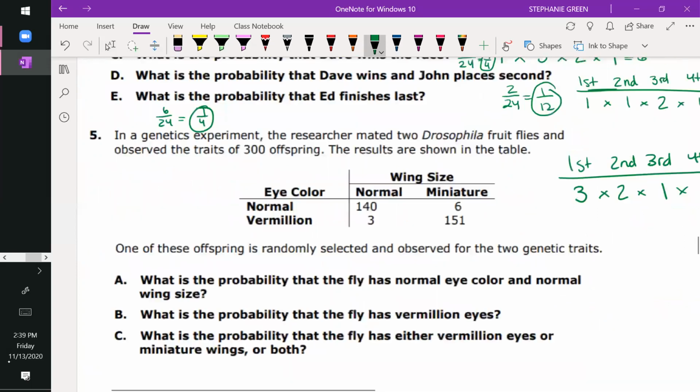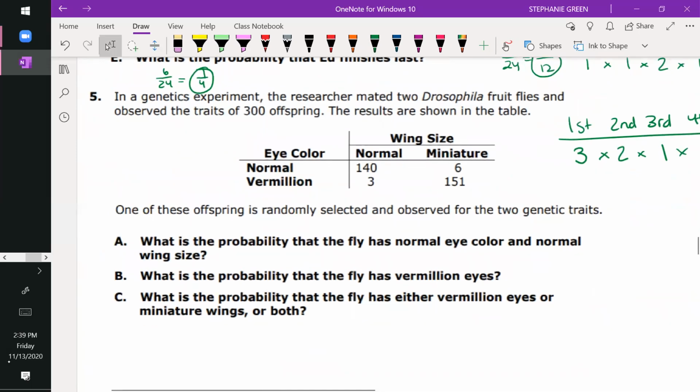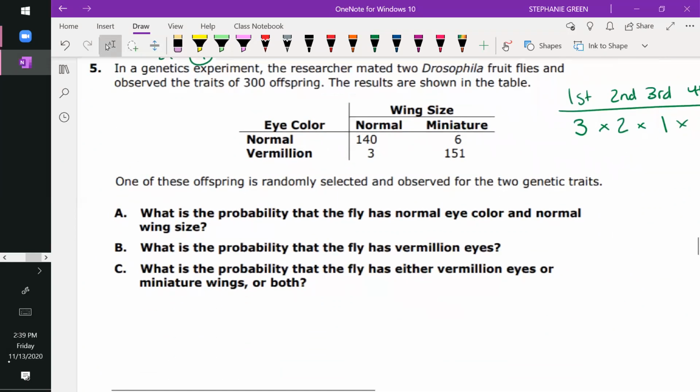Let's get another problem. 5. In a genetics experiment, the researcher mated 2 Drosophila fruit flies and observed the traits of 300 offspring. Wow. Okie dokie. The results are shown in the table. So let's look at eye color. Normal eye color and vermilion eye color. Very specific. This person's got an interesting hobby.